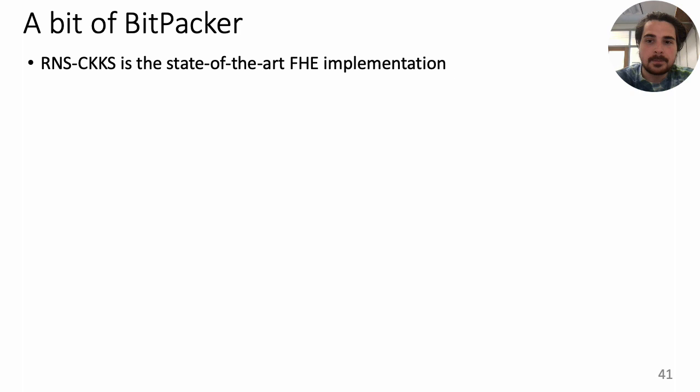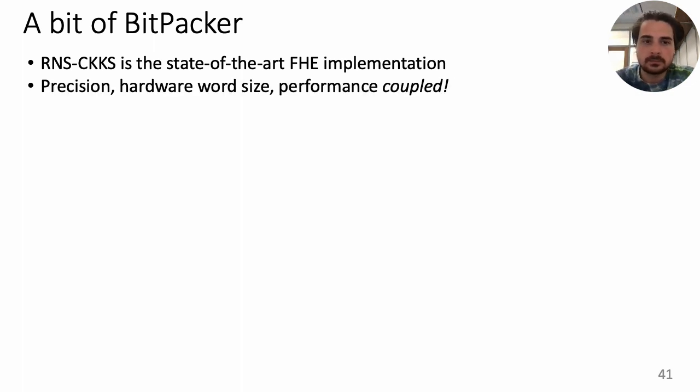Now let's see a bit of Bitpacker. Okay, so CKKS is the state-of-the-art FHE scheme. Its most performant implementation is RNS-CKKS, which implements all FHE primitives in the residue number system, or RNS. This implementation is used in F1, Crater Lake, and most other FHE accelerators. The problem with RNS-CKKS is that the precision of operations, hardware word size, and performance are all tightly coupled.